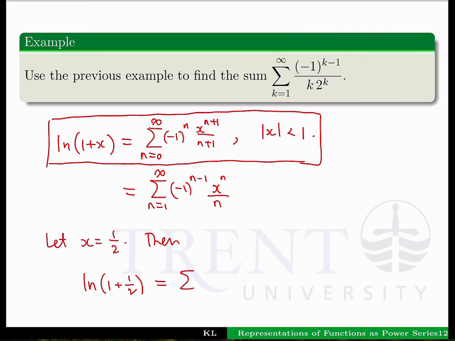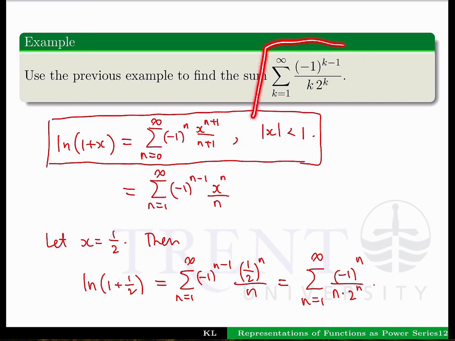On the right hand side, we will have summation n from 1 up to plus infinity, -1 to the n minus 1, 1/2 to the power n over n. But we can rewrite this as sum n from 1 up to plus infinity, -1 to the n over n times 2 to the n, which is exactly this one with a different counter. So different variable. Instead of n, we use k.